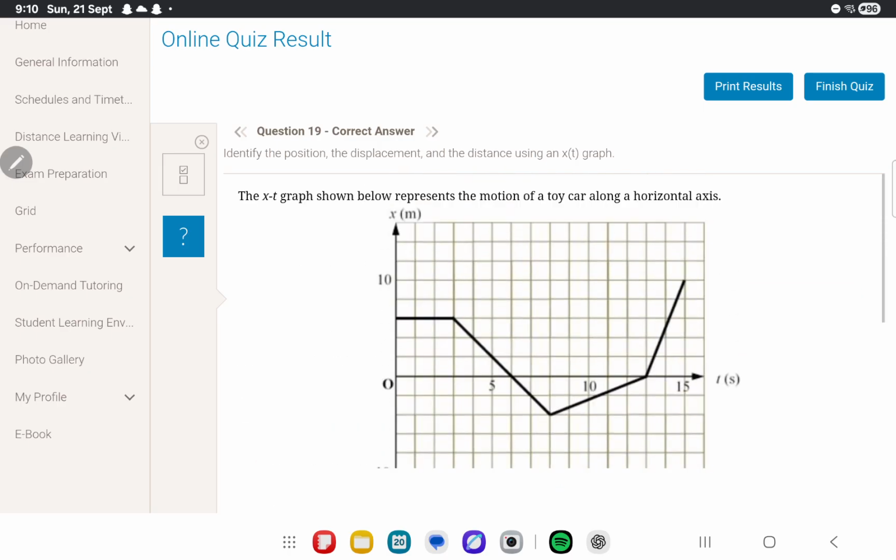Okay, the net displacement is going to be final minus initial. As we said, this is 6 and this is 10. What's 10 minus 6? 4 meters. And that's my displacement.